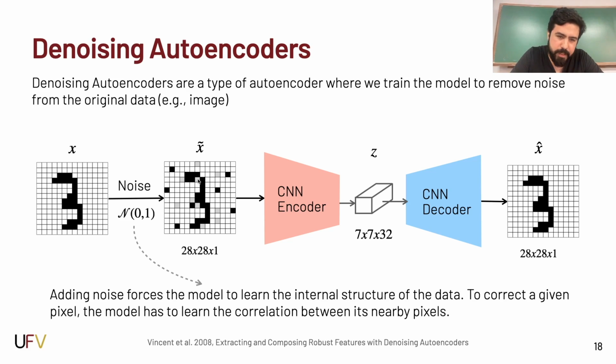Because, for example, to fix this certain pixel here, the model probably has to look at its neighbors and see, oh, this is an edge of a tree, so there should be a white pixel here, not a gray one. Okay? So adding the noise is a way of forcing the model to look around. It's just a constraint. I'm going to add a constraint to the model to force it to learn the structure of the data somehow. Okay?